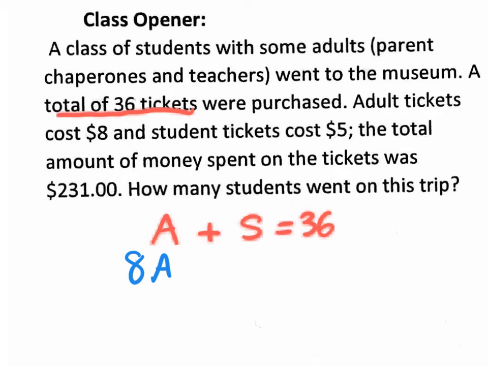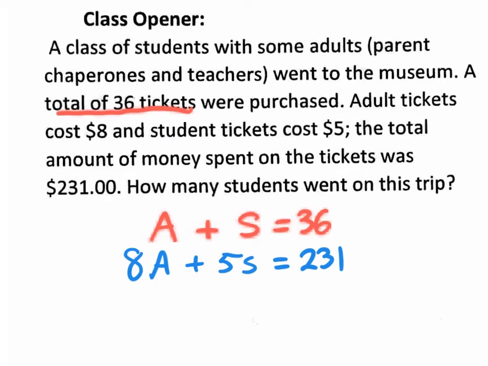And then it says each student ticket costs $5, so I'm going to put 5S. And it does say that if I add the amount of money spent on adults with the amount of money spent on student tickets, we're going to get the grand total of $231. Now that is the hard part of word problems, okay? The rest is easy. Why? Because we have calculators in class and we could use those calculators on the day of the test.